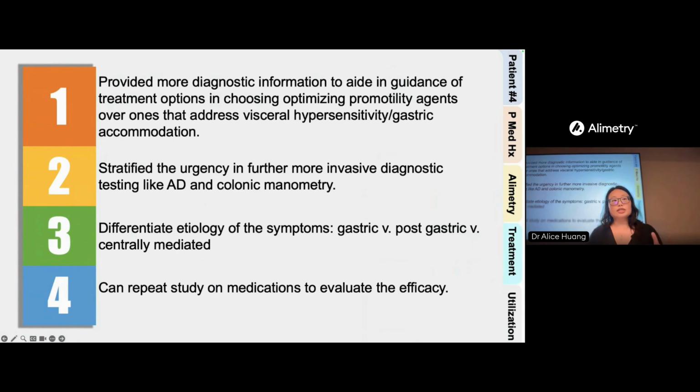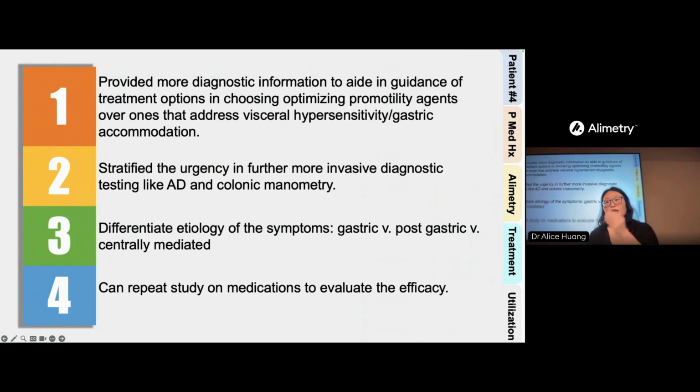2, it stratified the urgency, again, like the last case of the 10-year-old, of how quickly do I need to run to anorectal manometry and colonic manometry? With someone that had confirmed slow transit and gastroparesis, you will wonder, okay, is there something systemic going on? But for her, because she fell into the category of hypomotility, I was a little bit less rushing to anorectal and colonic manometry.